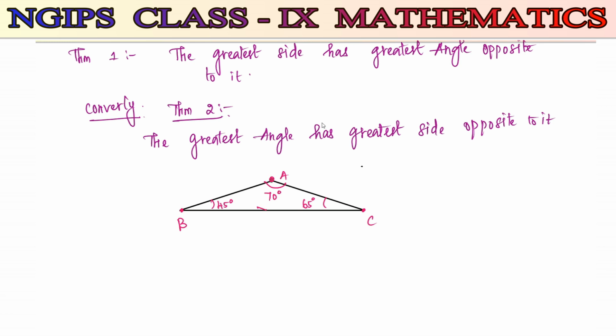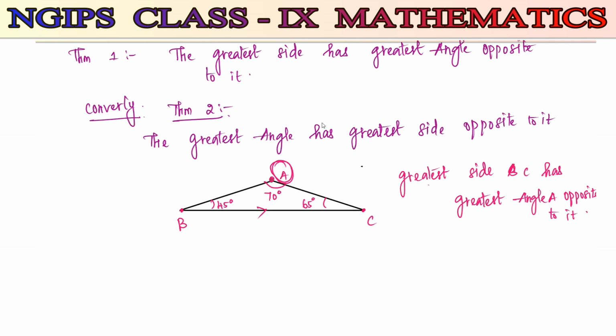The greatest side is BC here. The greatest side BC has the greatest angle A opposite to it. So this is the first theorem.